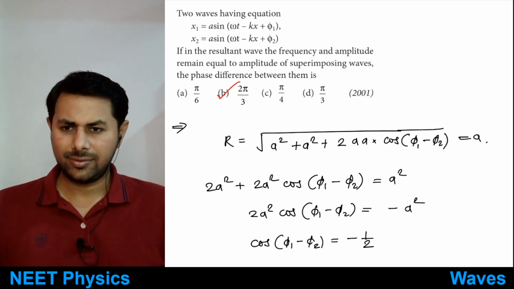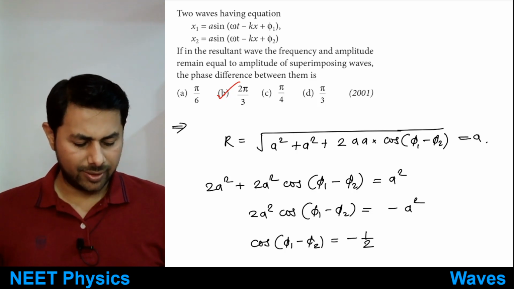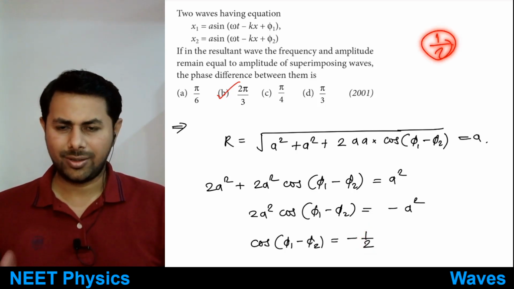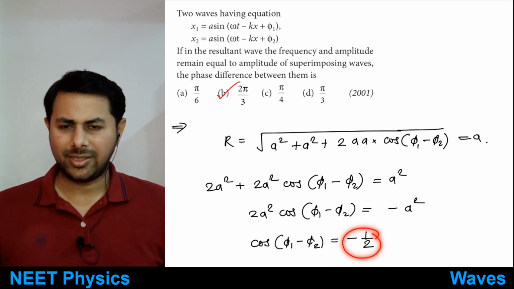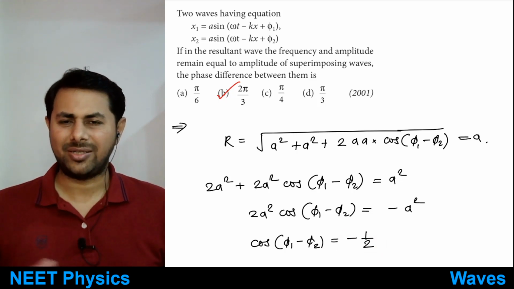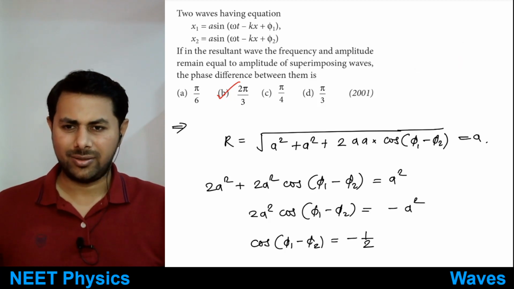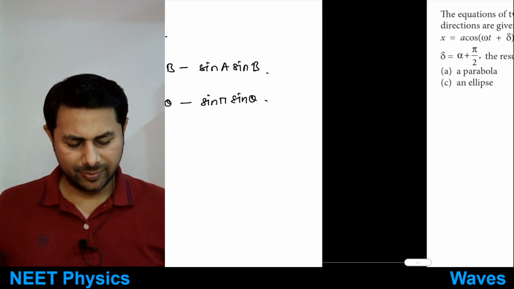This thing is clear. But then you need to remember, so half is what? Cos of 60 degrees, right? So then what would be minus half? It would be cos of pi minus 60 degrees, or 180 degrees minus 60 degrees. So that is 120 degrees, which means 2 pi by 3. All right, let's see the next one.